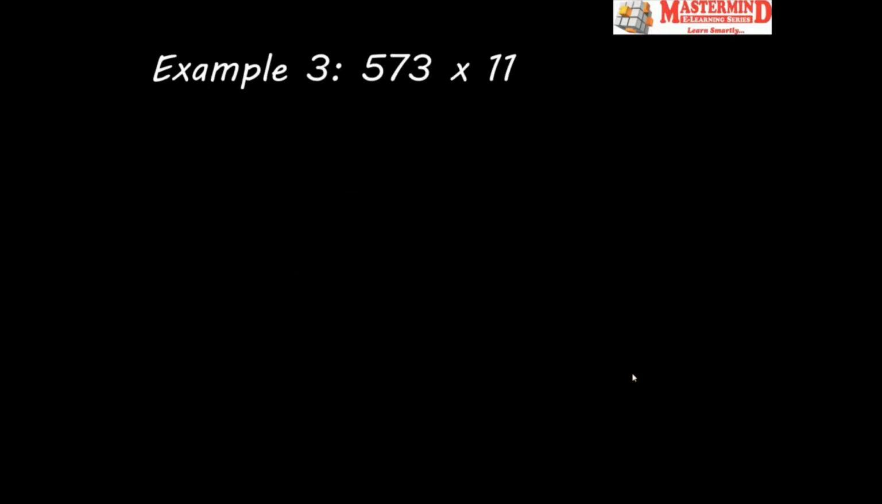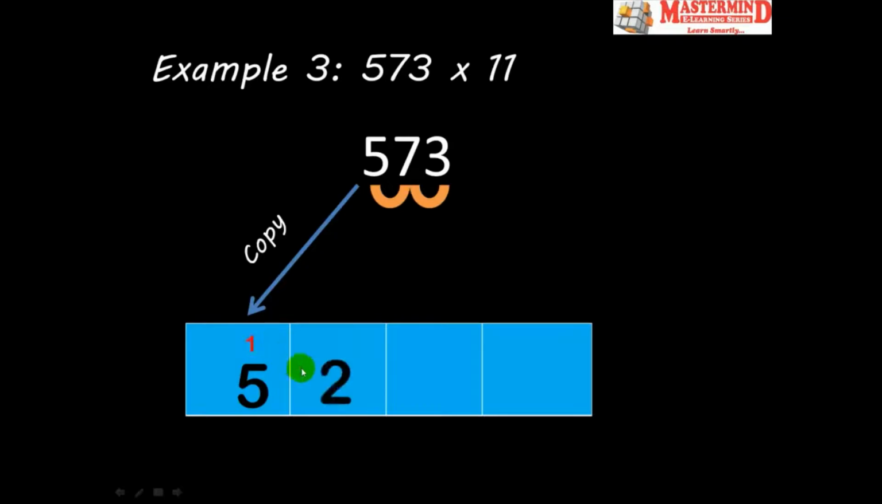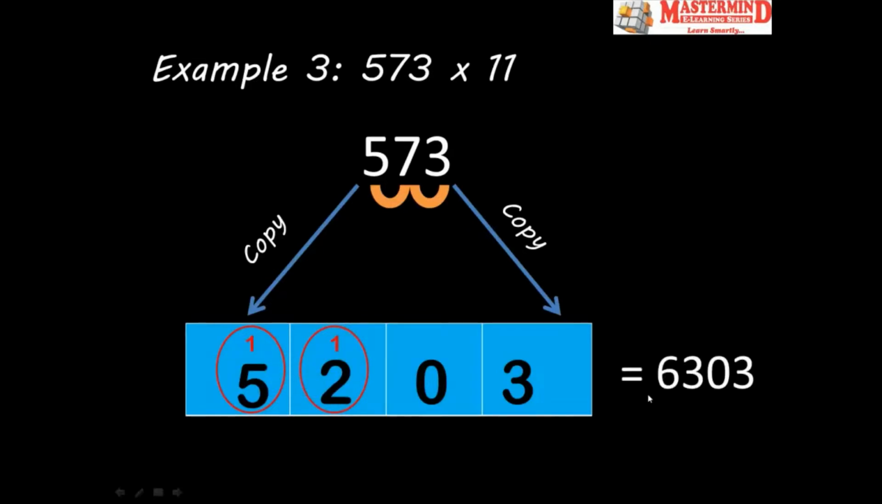573 multiplied by 11. So for the first step, copy the first digit as it is, that is 5. Then we add 5 and 7, that is 5 plus 7 is 12. So 1 is the carryover and we write down 2. Then we add 7 and 3, which is 10. Write 1 as a carryover and write 0 here. And then we copy the last digit 3 as it is. Again, we'll add these carryovers. So 5 and 1 is added, 2 and 1 is added. So this is 6, 3, 0, 3. So this is how we multiply a 3-digit number by 11.